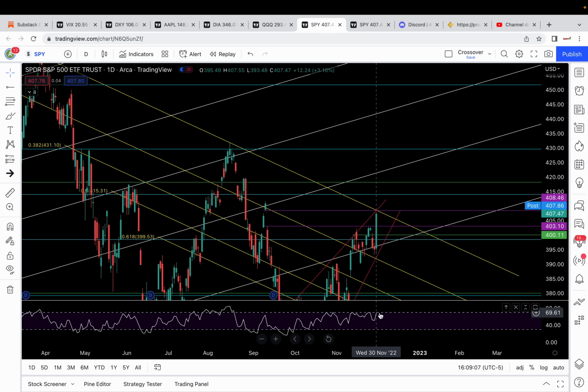The RSI is not overbought just yet, so there is some energy to stay above 404.13. Even if it bases, I mean, goes into consolidation mode, that is a possibility.